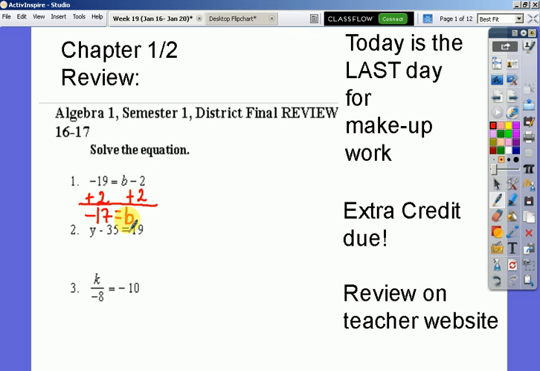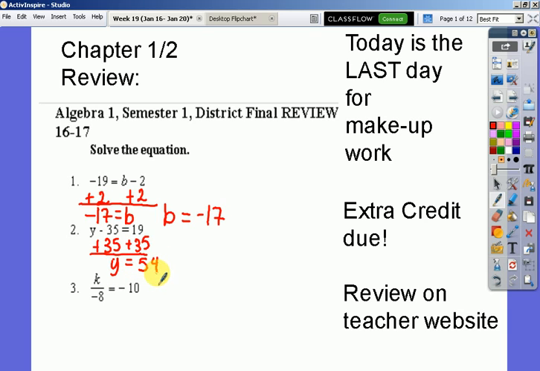We can use our symmetric property to rewrite this as b equals negative 17. How can you check this? Plug it back in. Okay, same thing for number 2. We're simply going to add 35 to each side, and we get y equals 54.